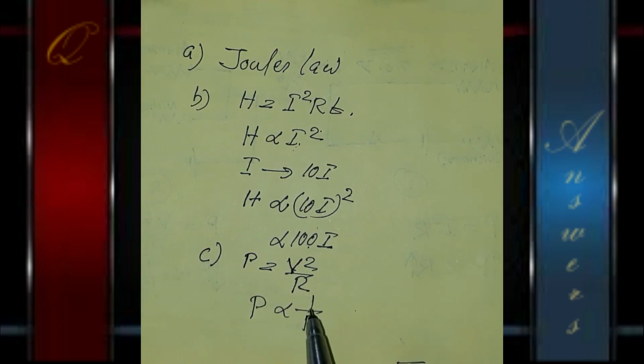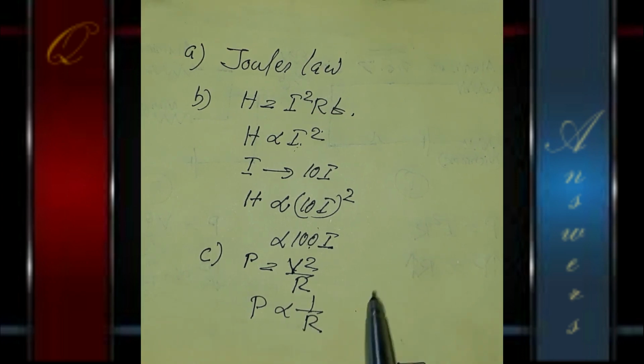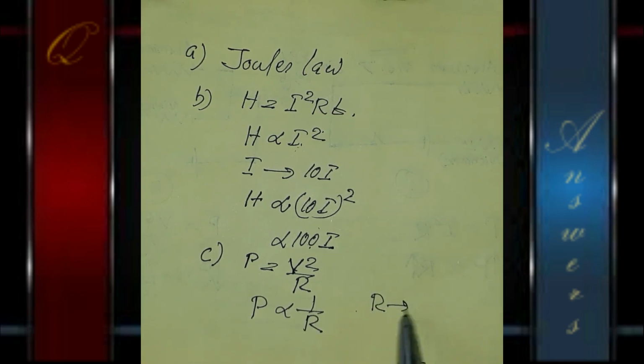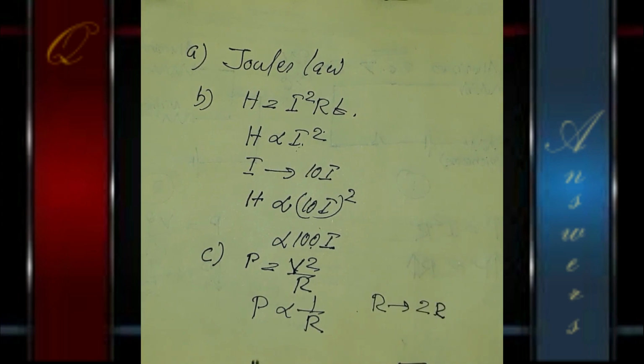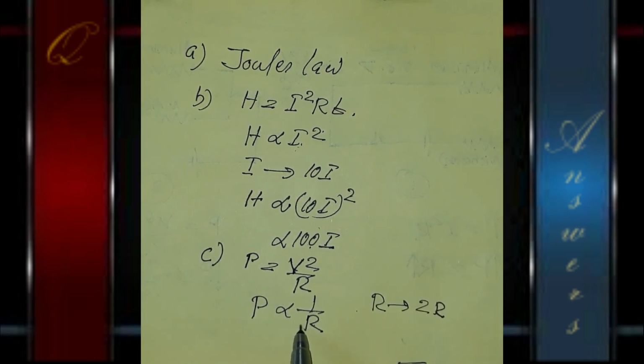Now the resistance is doubled. What happens if resistance is doubled? It is inversely proportional. When R changes to 2R, you may substitute 2R here. Then what happens to power? The power will be 1 by 2 times. Power becomes half. So that is the answer. The power will be halved.